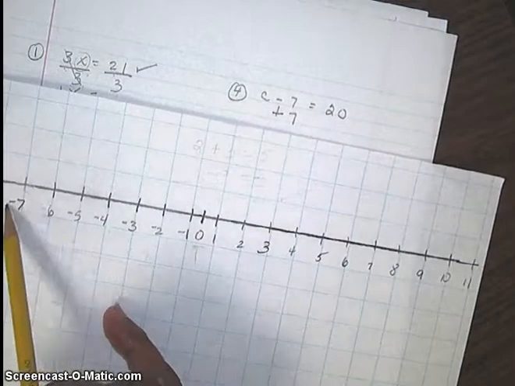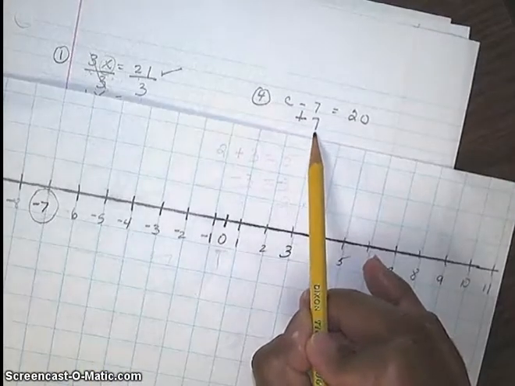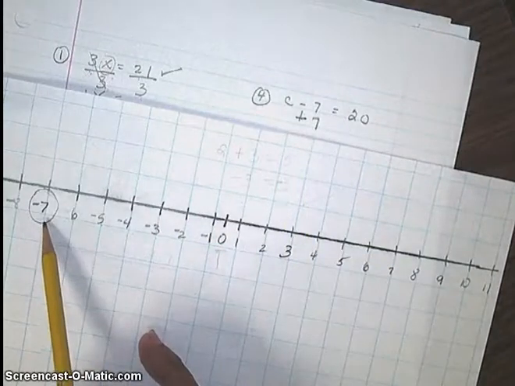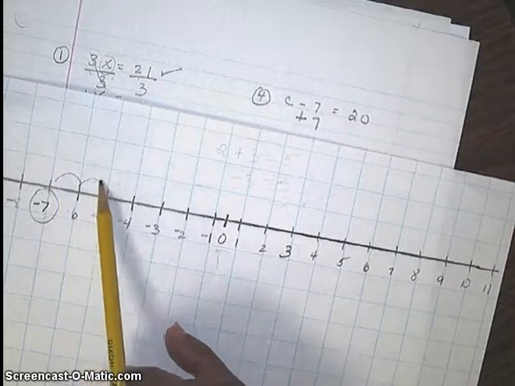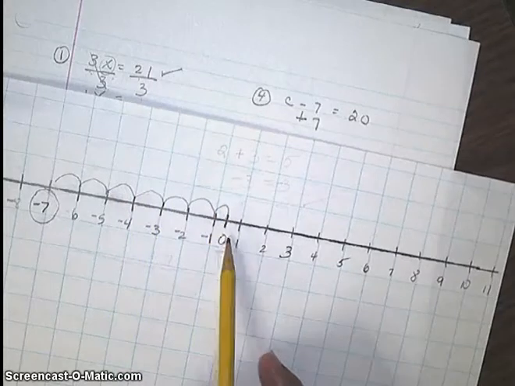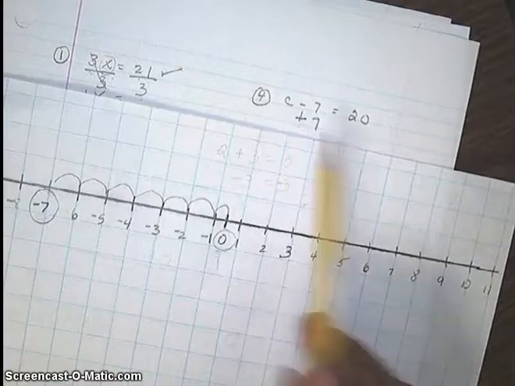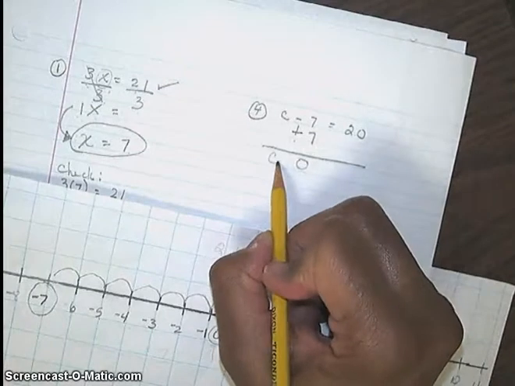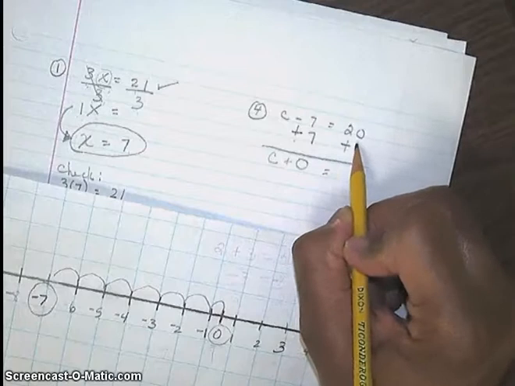We are here at minus 7, okay? And what I'm saying is that we need to add 7. What does that really mean? It means if you add 7, we should get 0. Let's prove it. If I move 1, 2, 3, 4, 5, 6, 7, I'm at 0, because minus 7 plus 7 is going to equal 0. So now we have C plus 0 is equal to 20 plus 7.